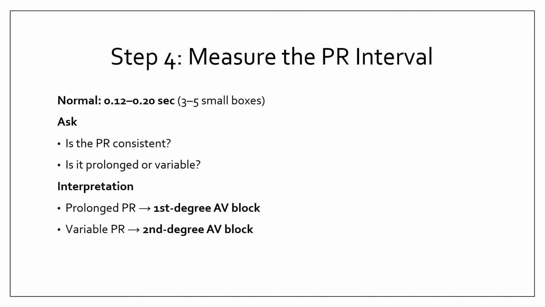And then for a variable PR interval, where the PR interval changes from beat to beat, we have some P waves, but they might not be followed by a QRS. This indicates intermittent failure of conduction through that AV node, and we start to think about a second degree AV block.